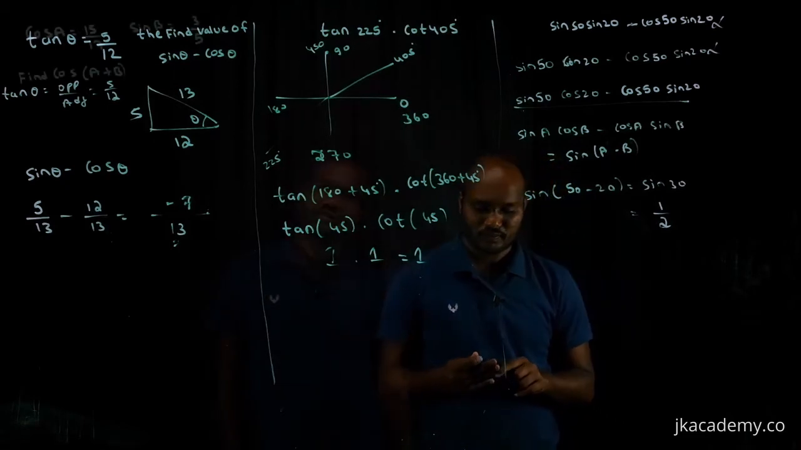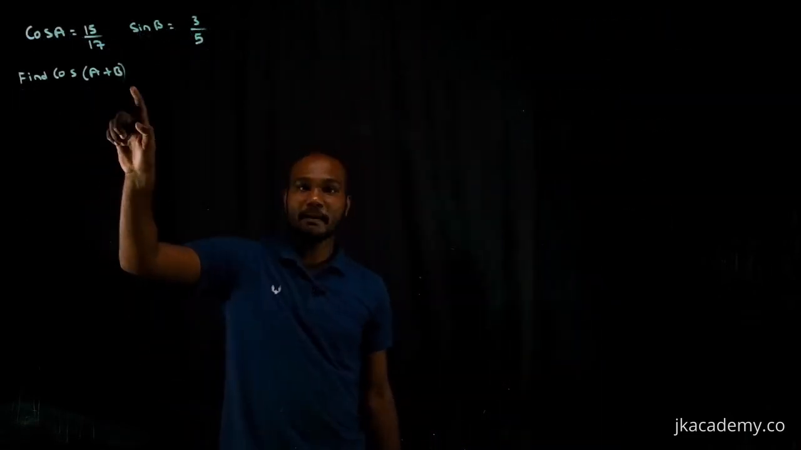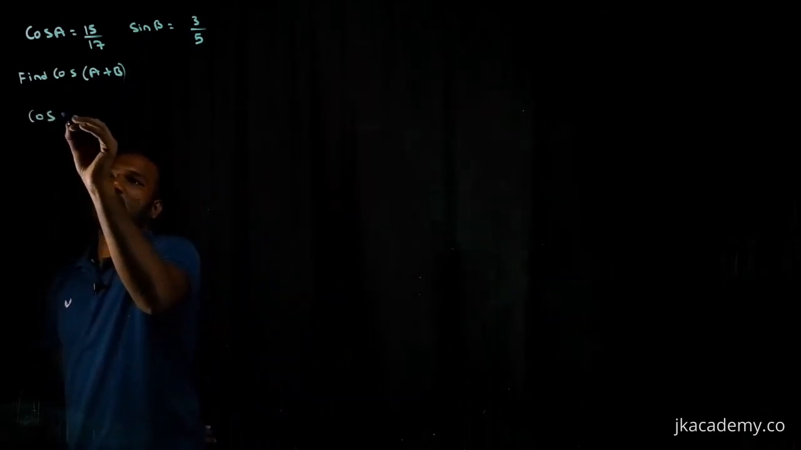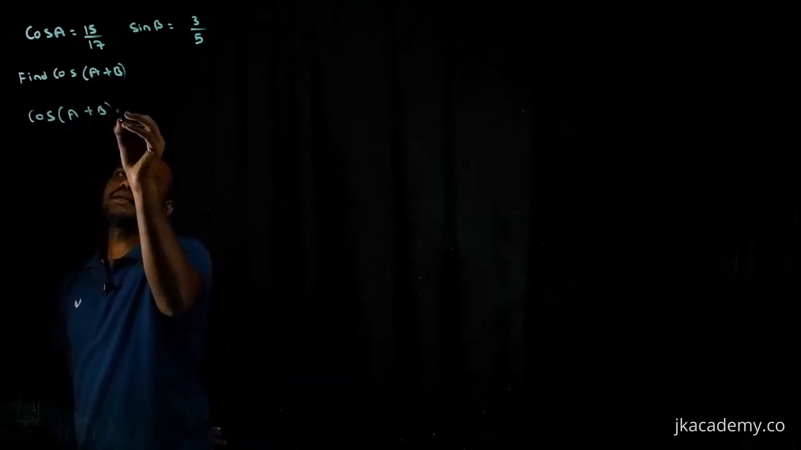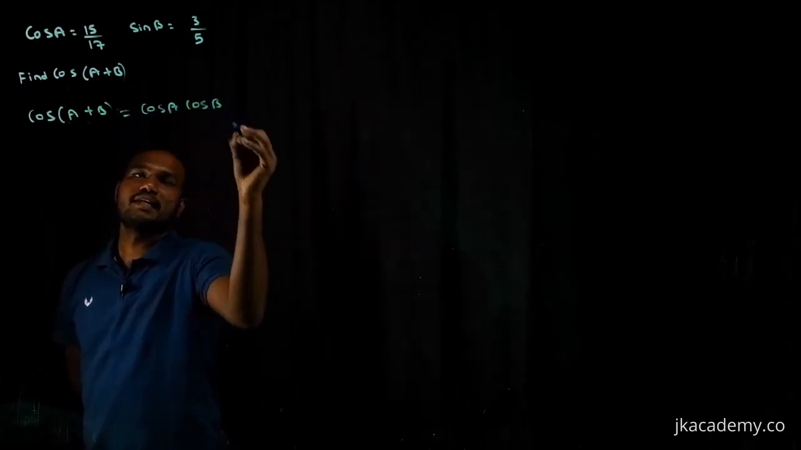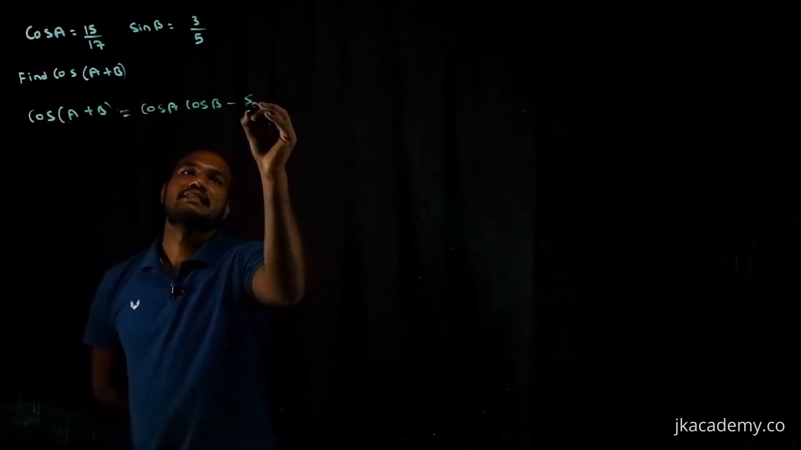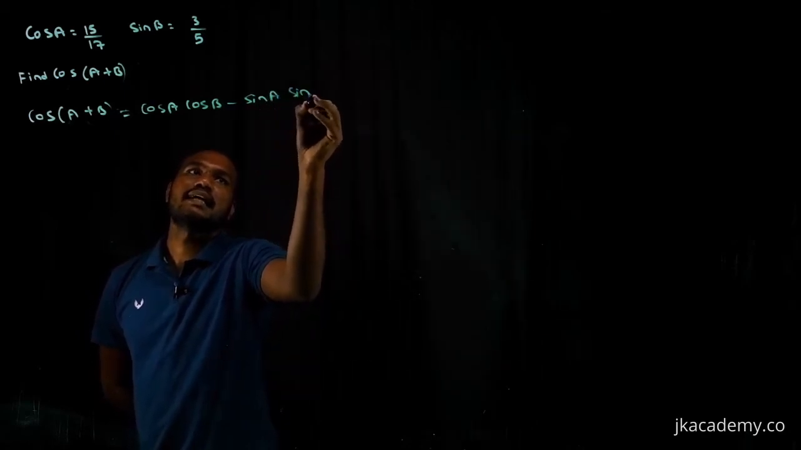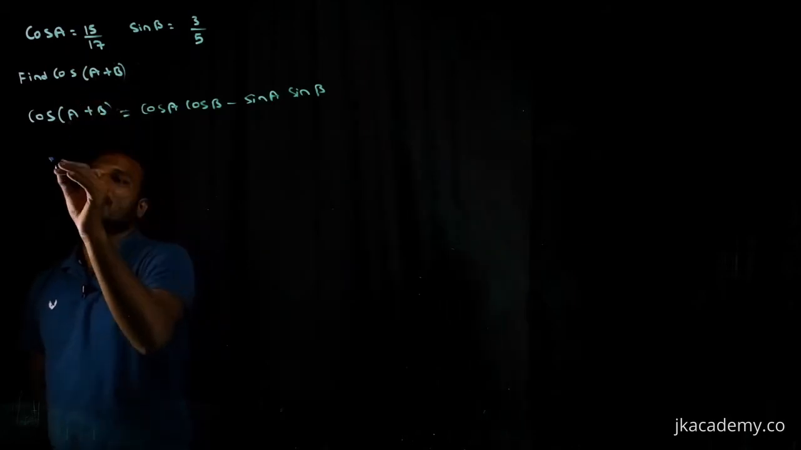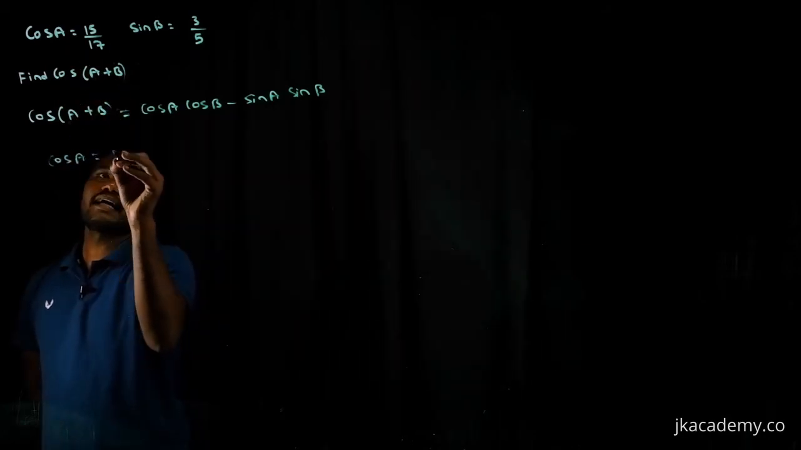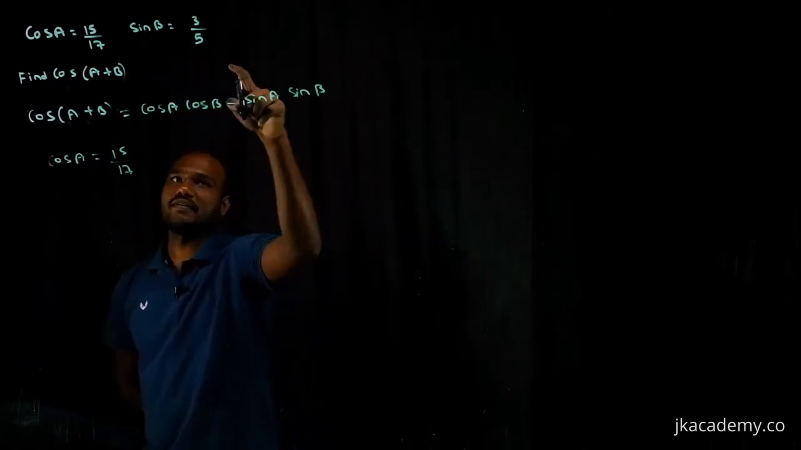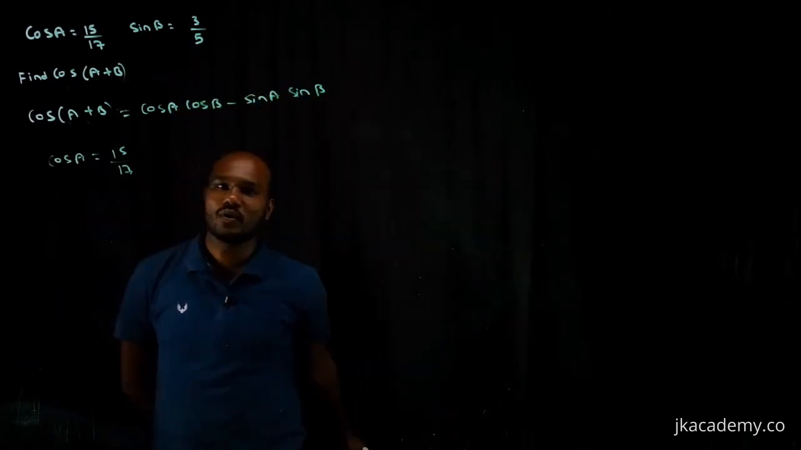In this question they have asked you to find cos of A plus B. We know the formula: cos of A plus B is nothing but cos A cos B minus sin A sin B. Now the data is given. Cos A is given as 15/17. Cos B is not given, and sin A is not given. So how to solve this?